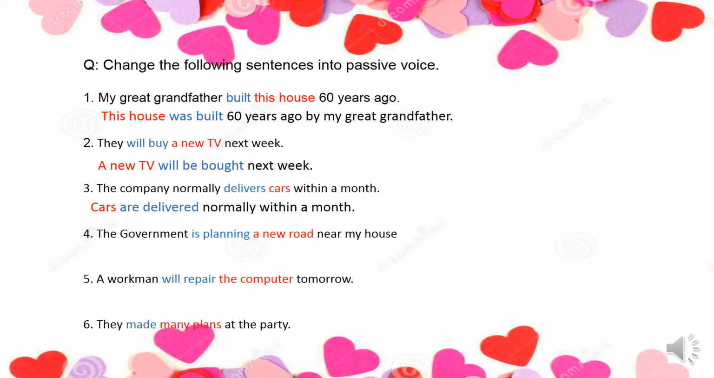Number 4. The government is planning a new road near my house. You bring a new road. Then you add is, or are or am, depending on the object. إذا singular حنحط is, إذا plural حنحط are, وإذا I أكيد حنحط am. Then you add being. From being where؟ من وين جبنا being؟ قلنا من verbs to be. لما يكون عندك ing you choose being. Then verb 3 اللي هو أصلا الفورم تبع passive voice.